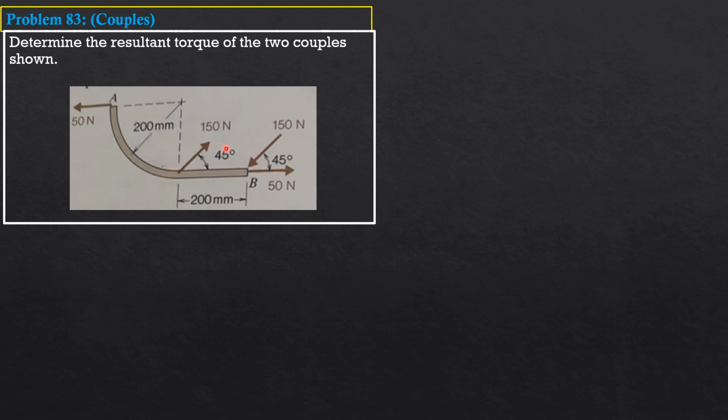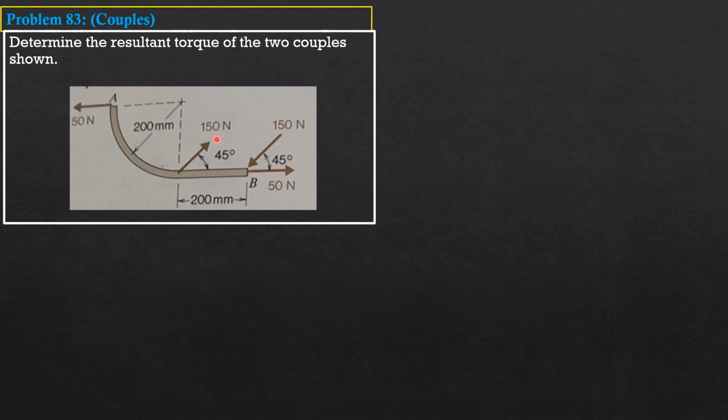So we have the first couple of force 150. The sense is clockwise, while the sense of these couples here, 50 and 50, leftward, rightward, is counterclockwise. Let's just assume that the moment of the 150 Newton couple, or force, is greater than the 50 Newton forces in this second couple.